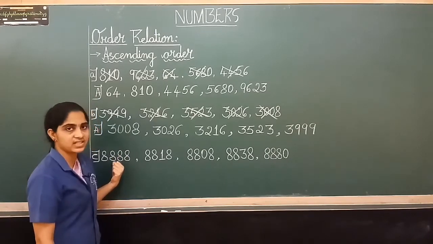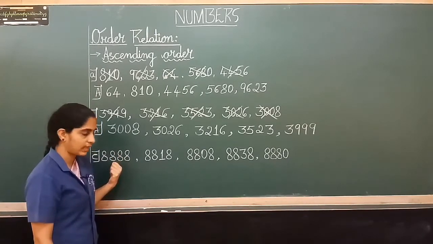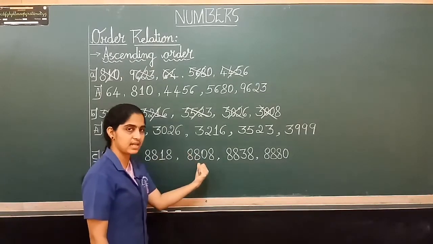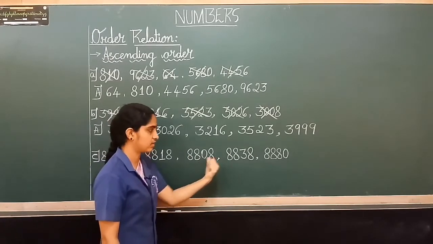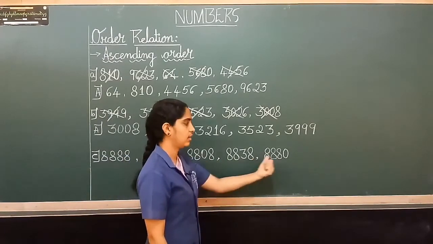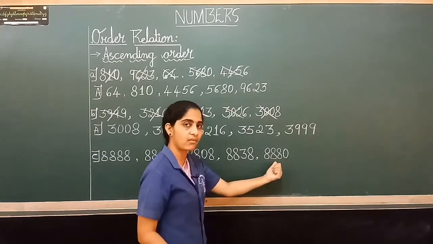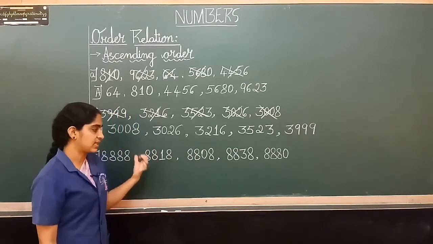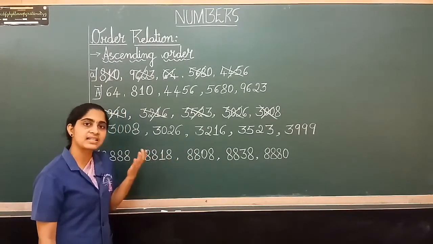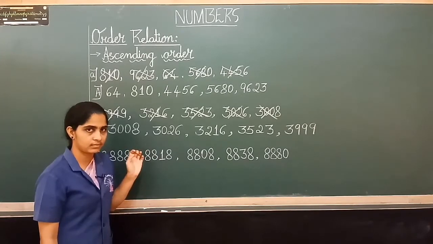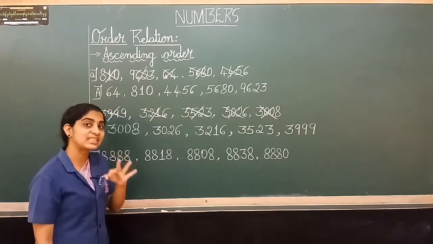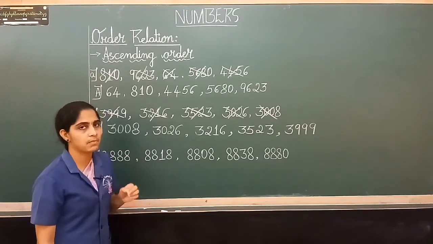If you see the second digit, here we have 8. Here also we have 8. In this number, we have 8. Here also 8. And the last number, again we have 8. So, in these numbers, the first digit and second digits are same. Correct? So what can we do now? Very good. We have to compare the third digit of each number.